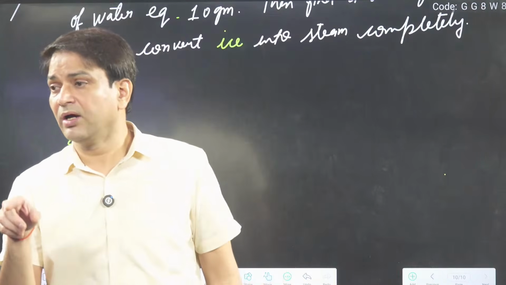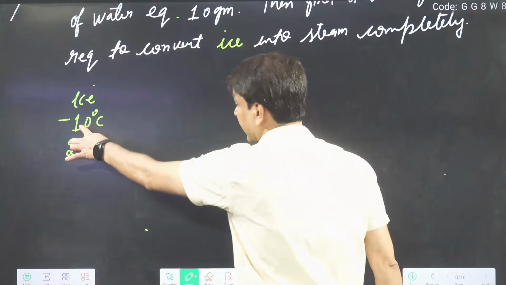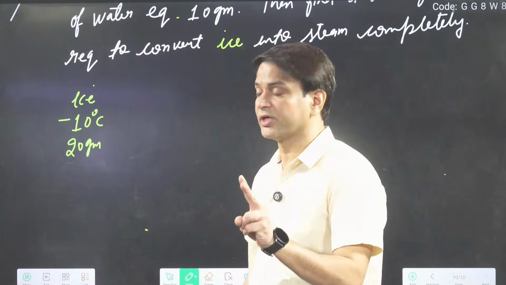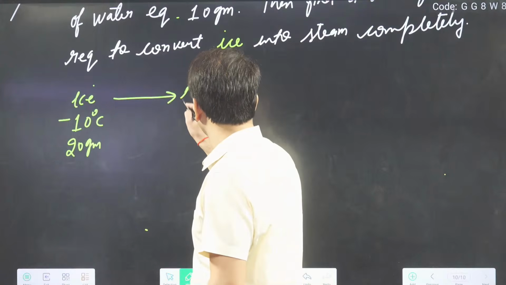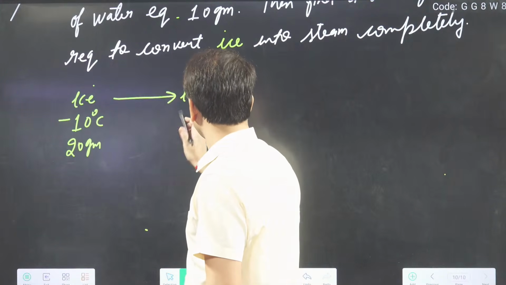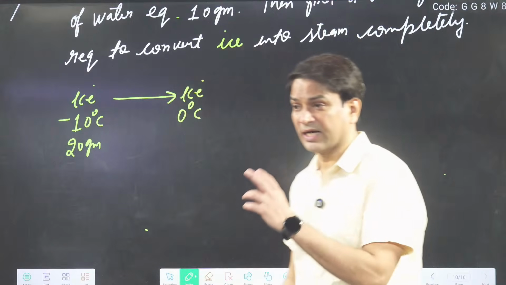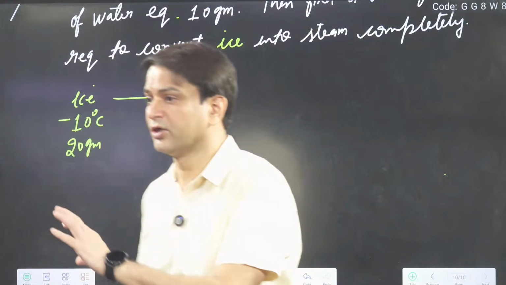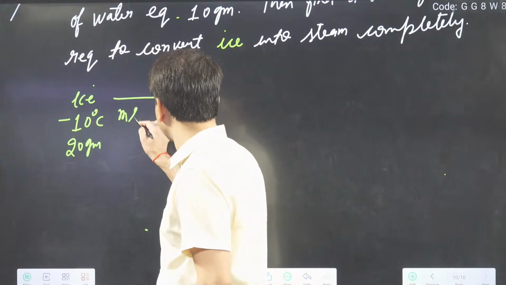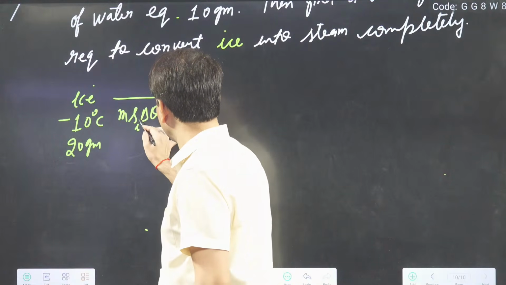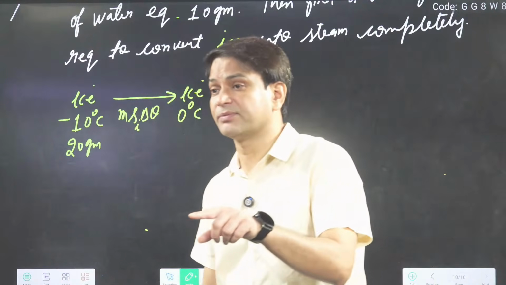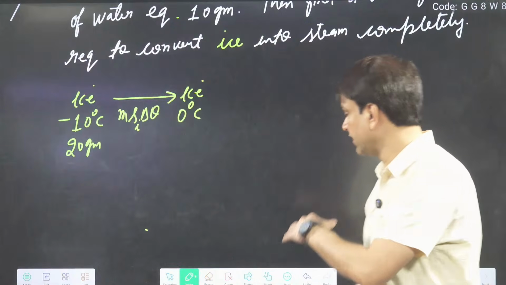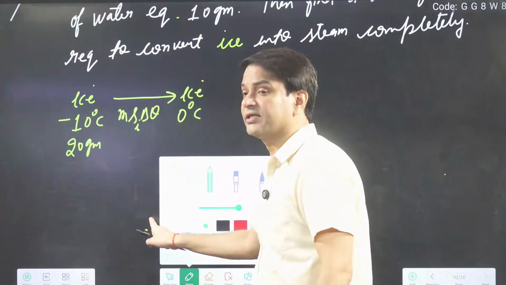So when we start giving heat, the ice is at negative temperature. First it will go to the melting point. What is the melting point of ice? 0 degrees C. So first it will go to ice at 0 degrees C. Now ice to ice, no state change, only temperature change, minus 10 to 0. Then heat is ms delta theta, where s is the specific heat of ice because we are increasing the temperature of ice. Now the whole ice has reached 0 degrees C.